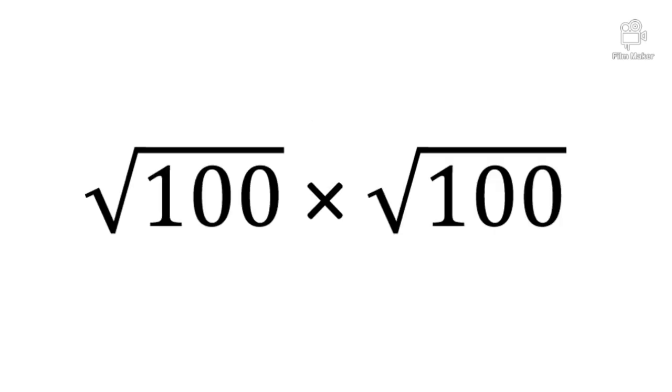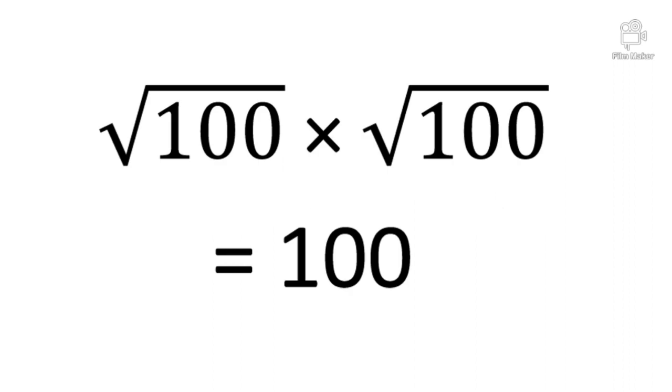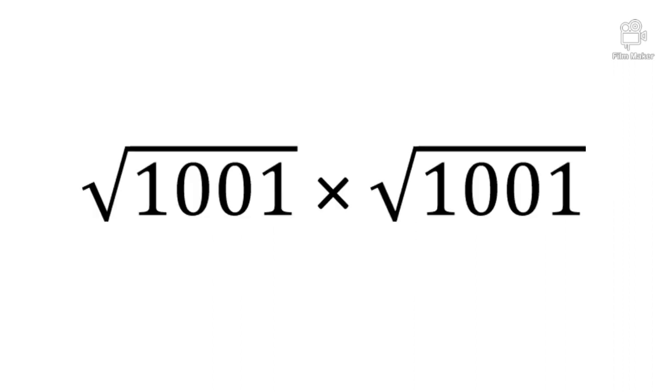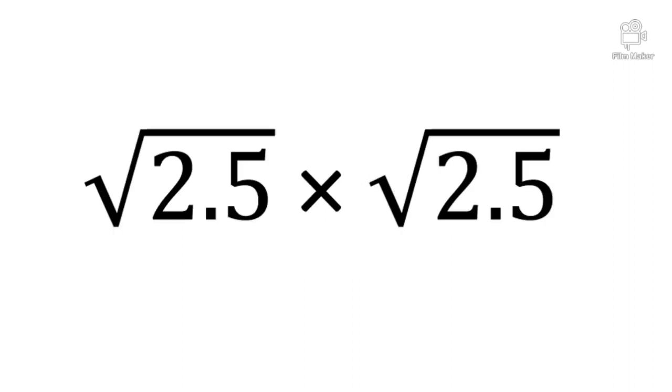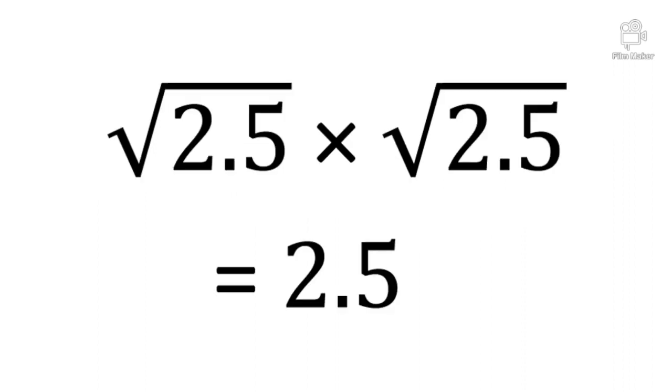Root over 100 multiplied by root over 100 is equal to 100. Root over 1001 multiplied by root over 1001 is equal to 1001. Root over 2.5 multiplied by root over 2.5 is equal to 2.5.